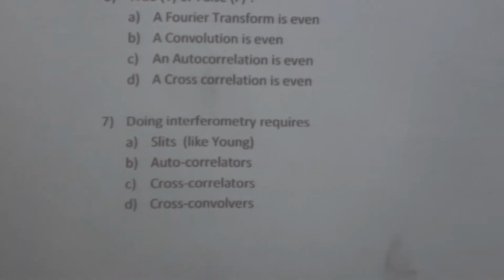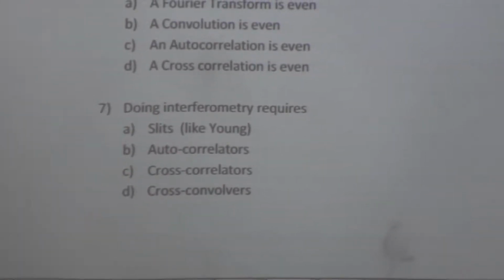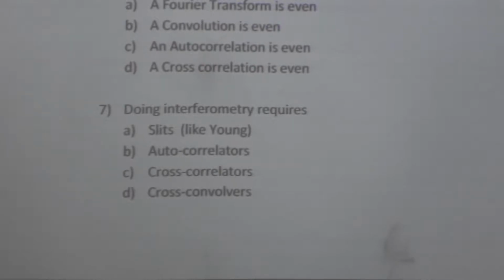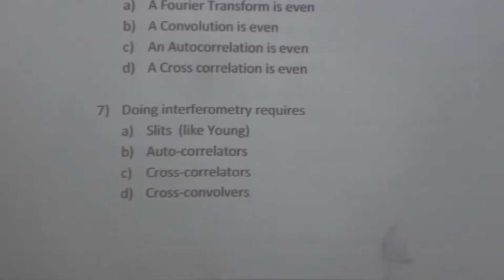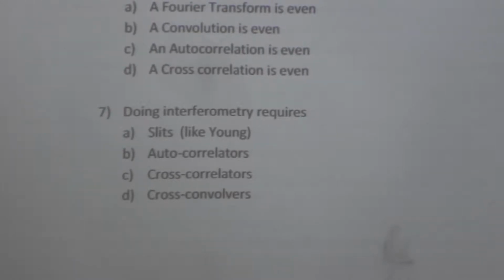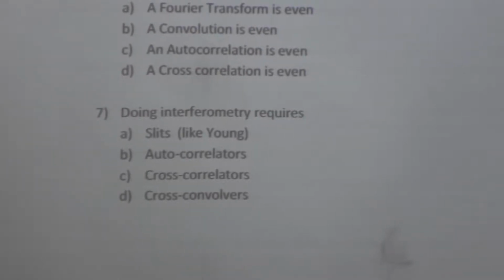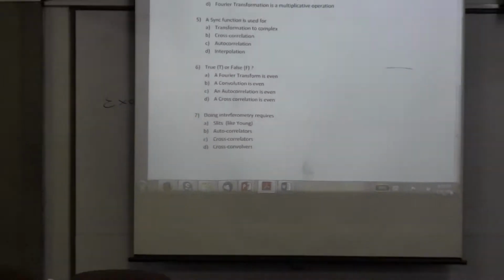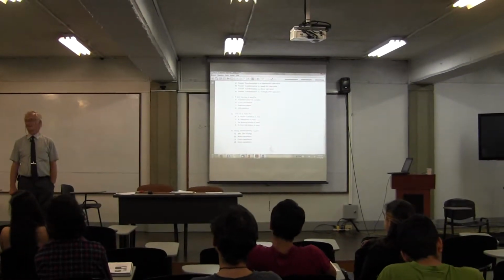Doing interferometry requires slits. No, that's a bit exaggerating. In fact, we hardly ever use it with slits. We will use elements. So that is not very likely what we want. Autocorrelators? An autocorrelator here and an autocorrelator there. That's something like getting a power here and a power there, and what do I do for the cross correlation? So that's not it. I need cross correlators, and cross convolvers are nonsense. So I do need correlators. That was it.